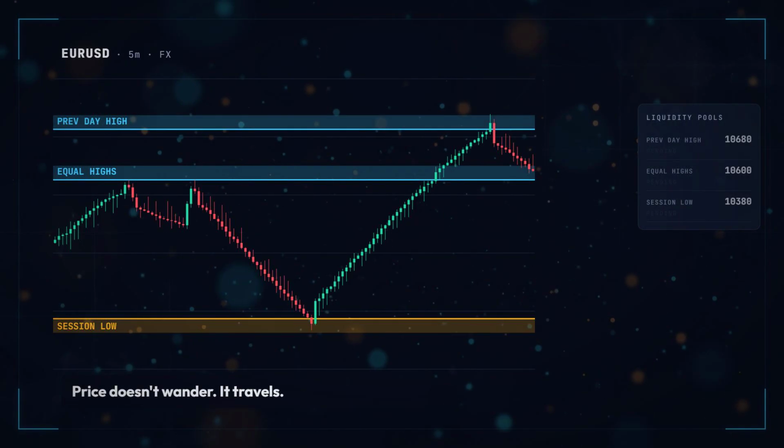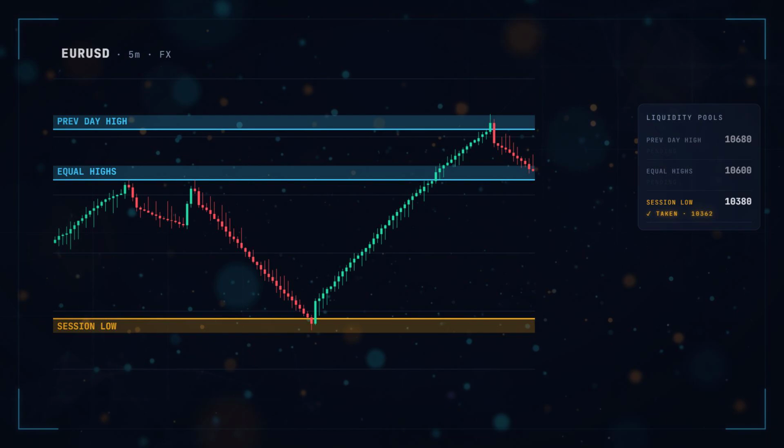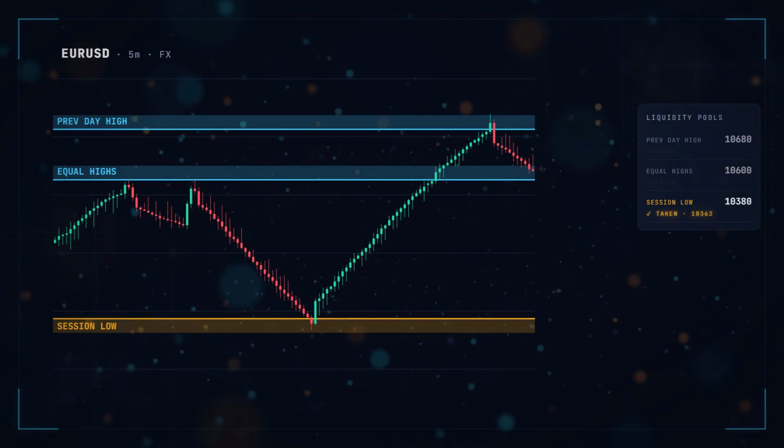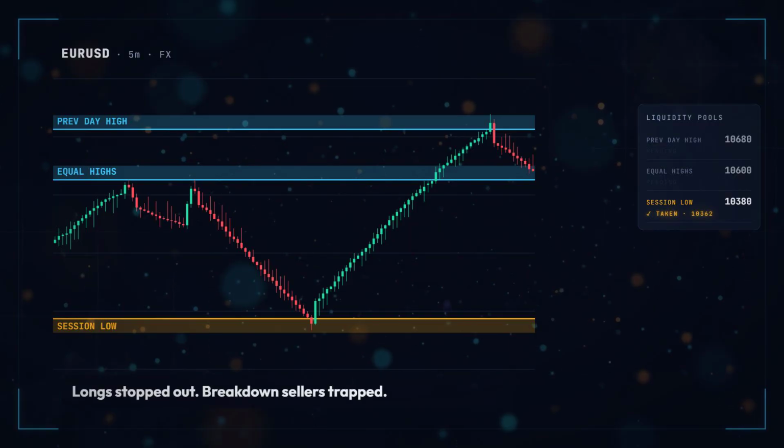Which brings us back to the session I opened with. Because price doesn't wander between these. It travels. Run 1. The session low at 10,380. Price grinds down for 26 candles, takes it by 18 points, and reverses immediately. Everyone who was long is now out. Everyone who shorted the breakdown is now trapped.